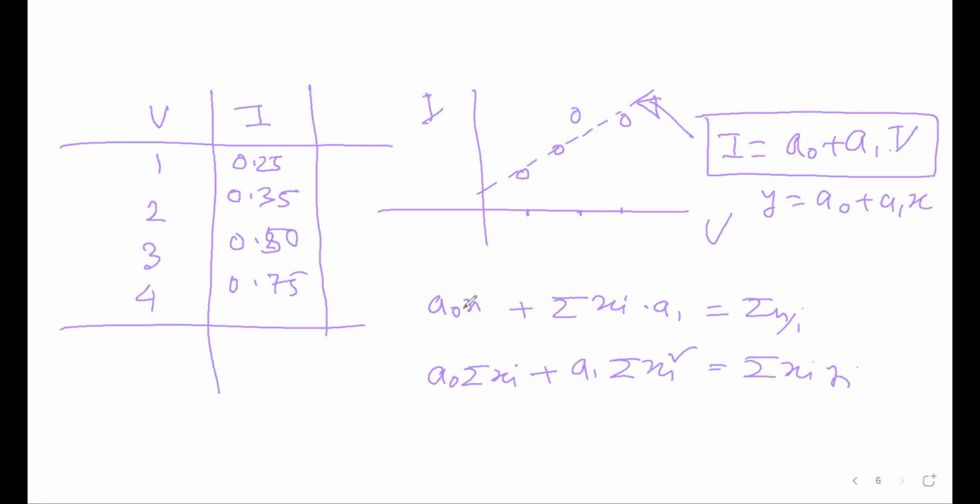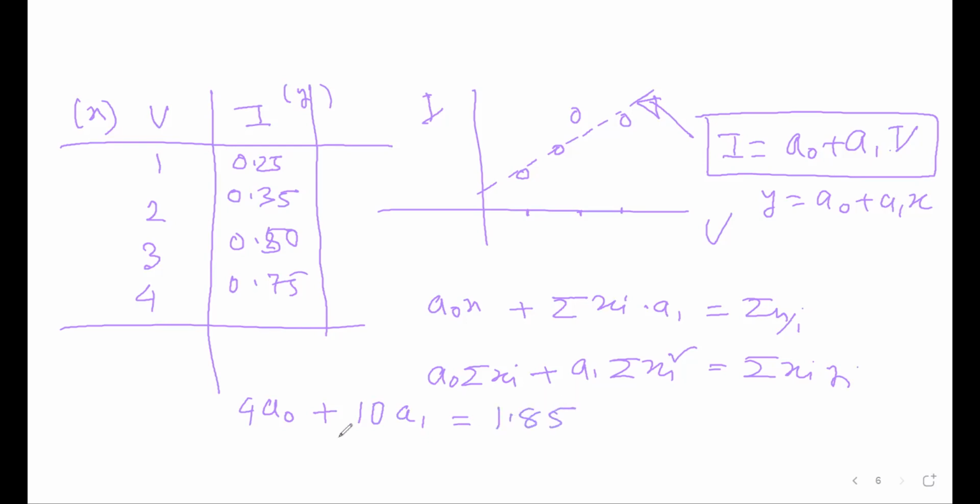Then can you find this? You have to calculate it. N is equal to 4. So your first equation is 4 into A0 plus the sum of Xi. This is your X, this is your Y. What is the sum? 4, 3, 7, 10, it is equal to 10 into A1, isn't it? Yes, sir. What is the sum of Y? 0.25 plus 0.35 plus 0.5 plus 0.75 is equal to 1.85, okay?